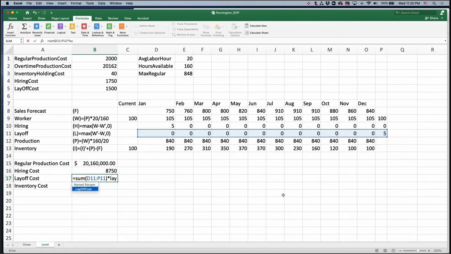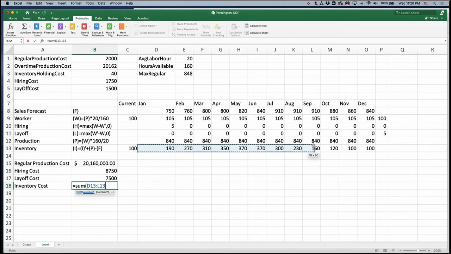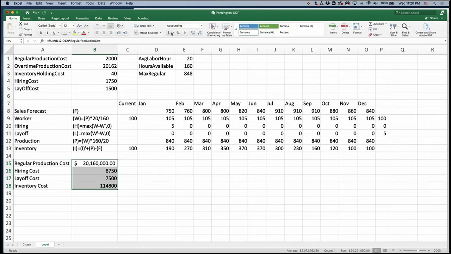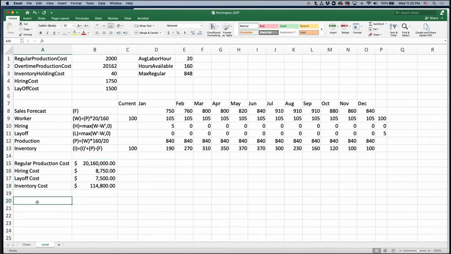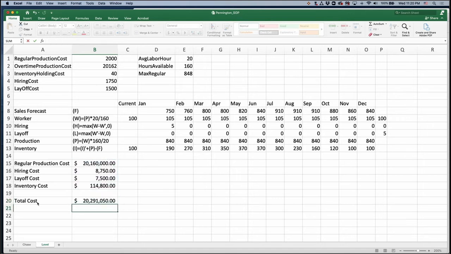And the inventory holding cost, you can add all ending inventory times the inventory holding cost. Right. So we can use a dollar unit, and the total cost is equal to the sum of all this. This is $20 million, your annual total cost.